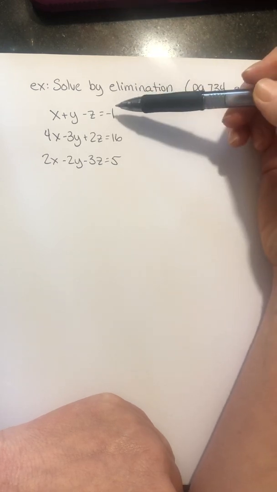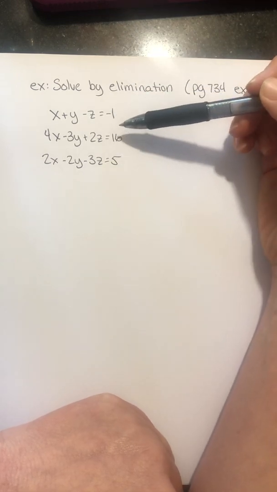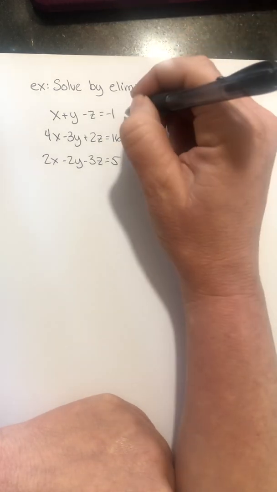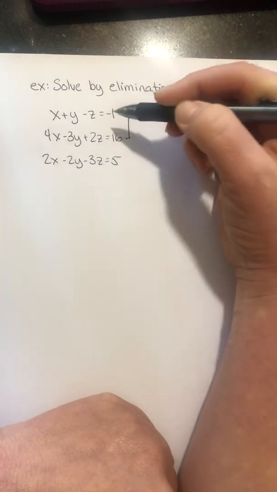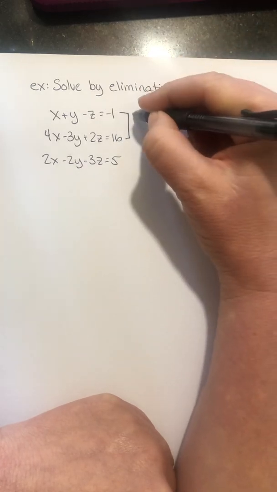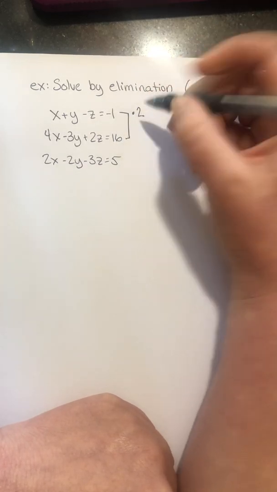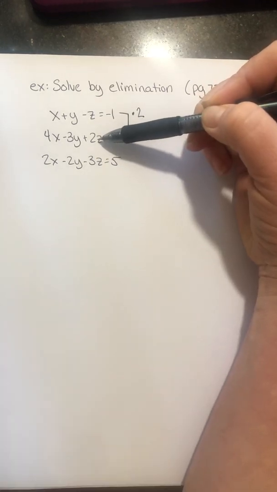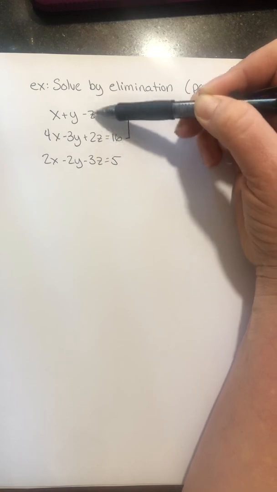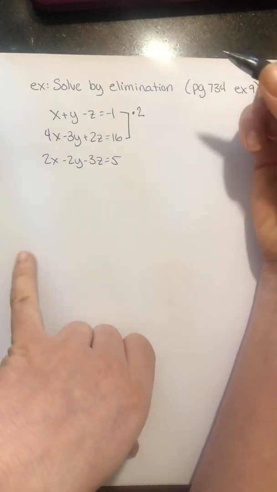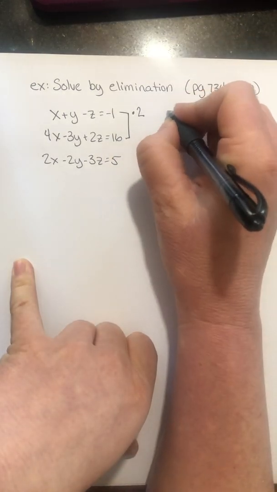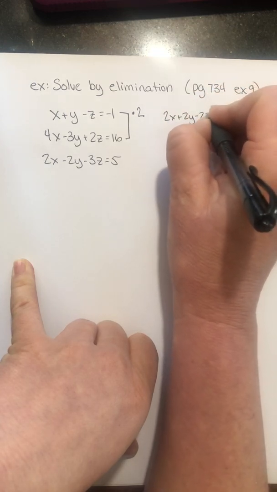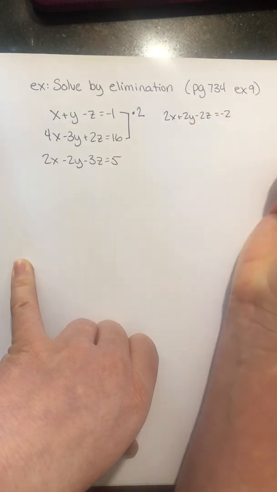Okay, so looking at these, I'm going to cancel out the z's. See, if I look at these two equations right here, I can see that if I multiply the first equation by 2, this will be a negative 2z. And so when I add negative 2z to positive 2z, then they'll cancel out. So multiplying that top equation by 2, I get 2x plus 2y minus 2z equals negative 2.